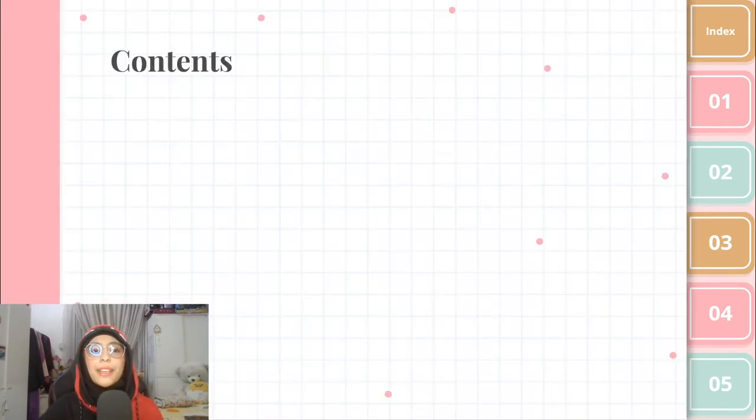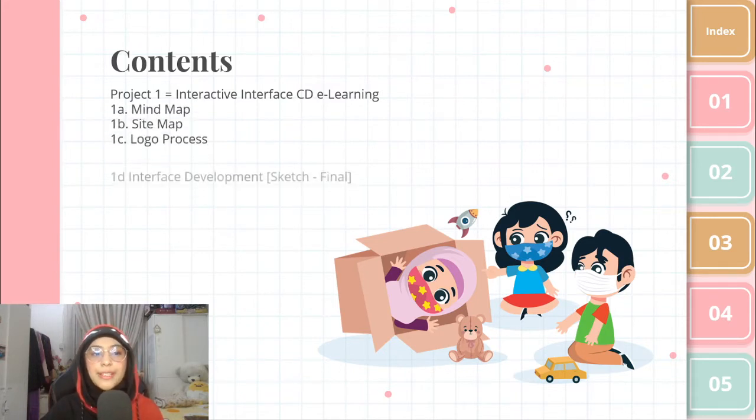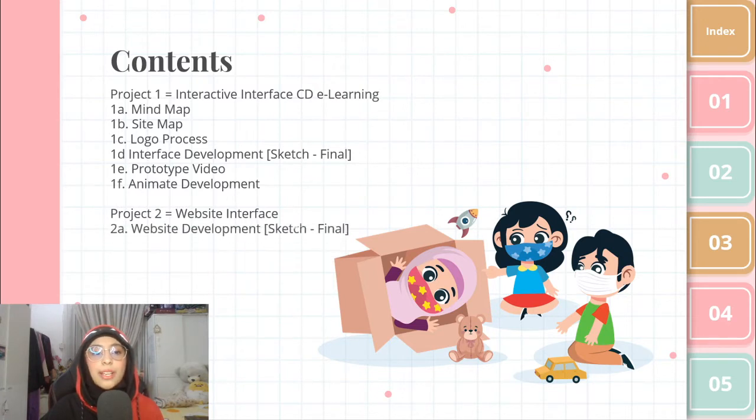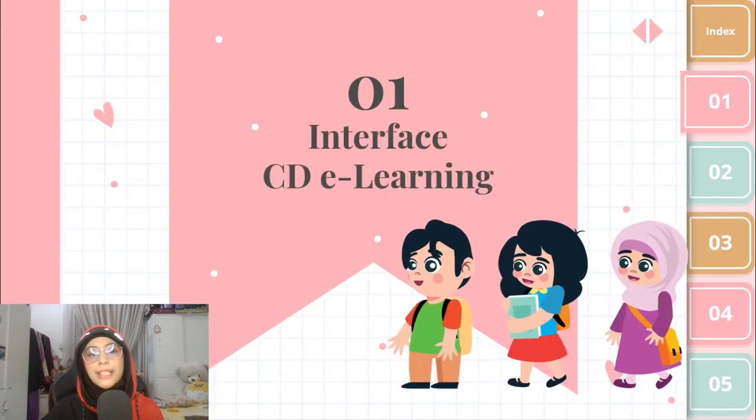1113A. The content is Project 1, Interactive Interface CD Learning: Mindmap, Sitemap, Logo Process, Interface Development, Sketch, Final, Prototype Video, Animated Development. Project 2: Website Interface, Website Development, Sketch, Final, Website, CD Packaging and CD Label, and Poster. First, we begin with Interface CD Learning.